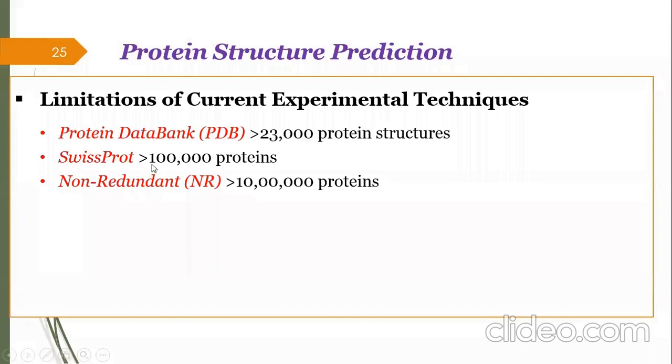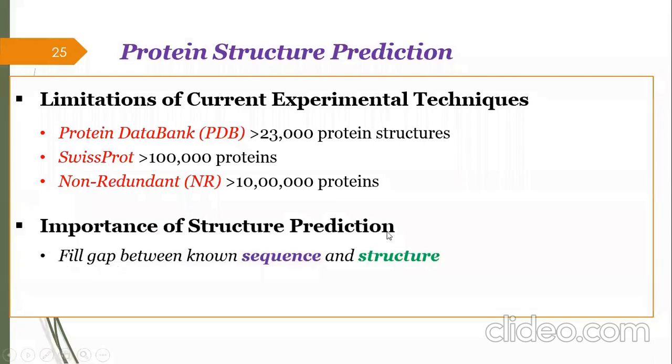While in Swiss-Prot, there are 100,000 proteins. So you can imagine how much smaller the number of resolved protein structures is. And we do have the structures available. Non-redundant proteins means the proteins that are not repeated, and they are more than 10,100,000. Of these 10,100,000, only 23,000 protein structures are available. So this shows the limitations of the current experimental techniques like NMR and X-ray crystallography.